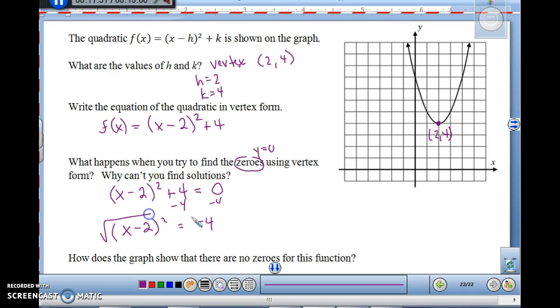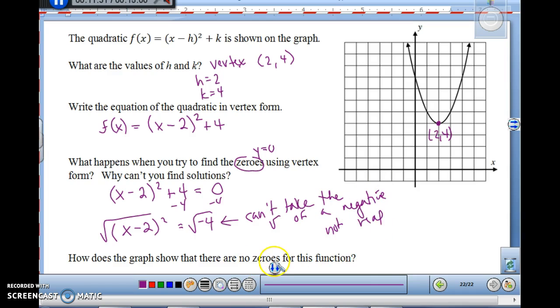Then we try to take the square root, but what's the problem here? You can't take the square root of a negative. You're going to get an error. That's an imaginary number. It is not real.